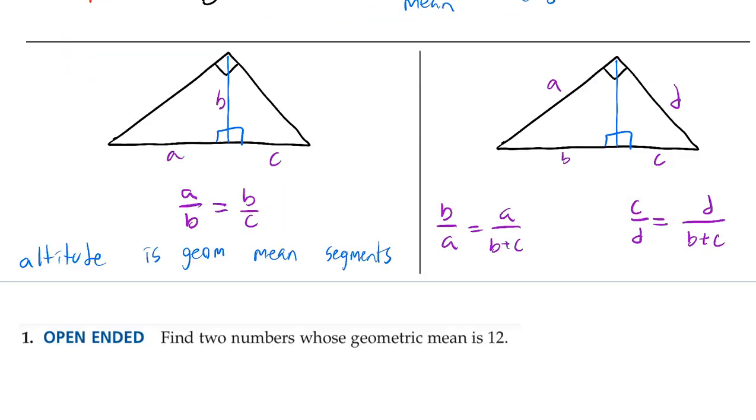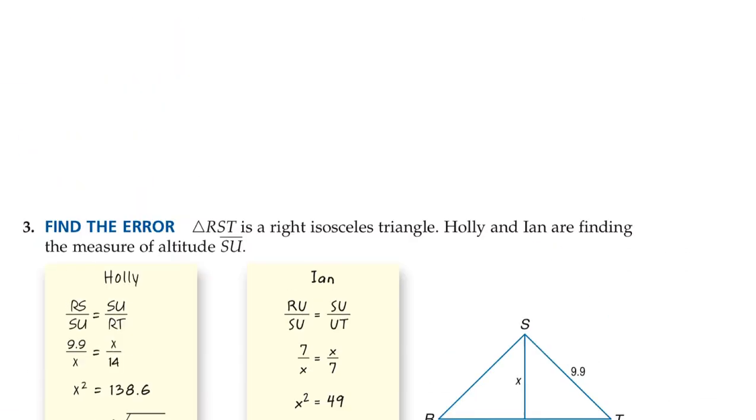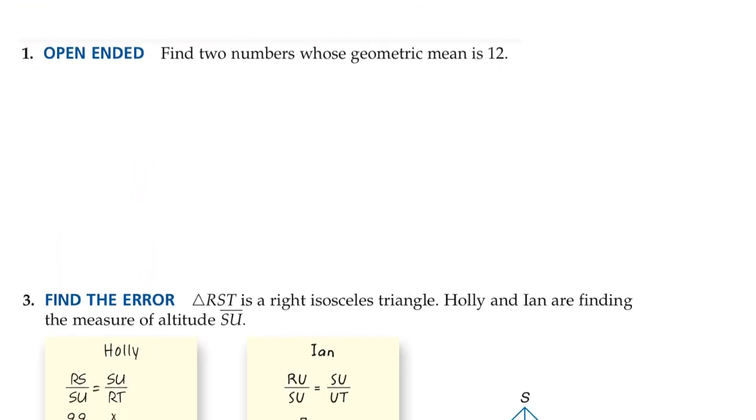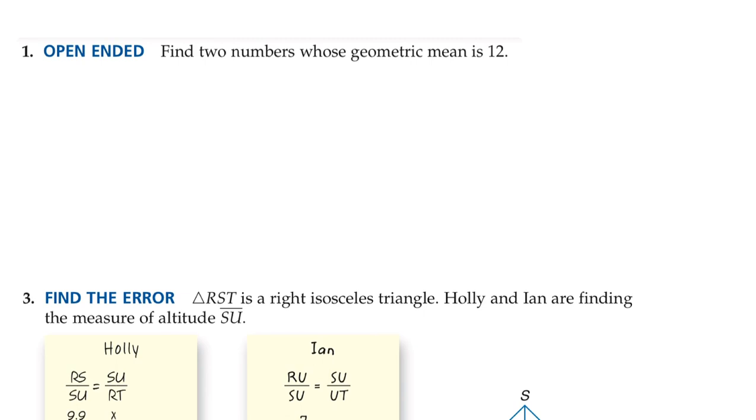All right, so let's go ahead and do it. So first here, it's going to ask us to practice some geometric mean. Okay, find 2 numbers whose geometric mean is 12. Well, that's easy. We multiply by some number to get to 12, and then we multiply that by number again. So let's say we multiply by 2 and 2. That means it's the geometric mean of 6 and 24.